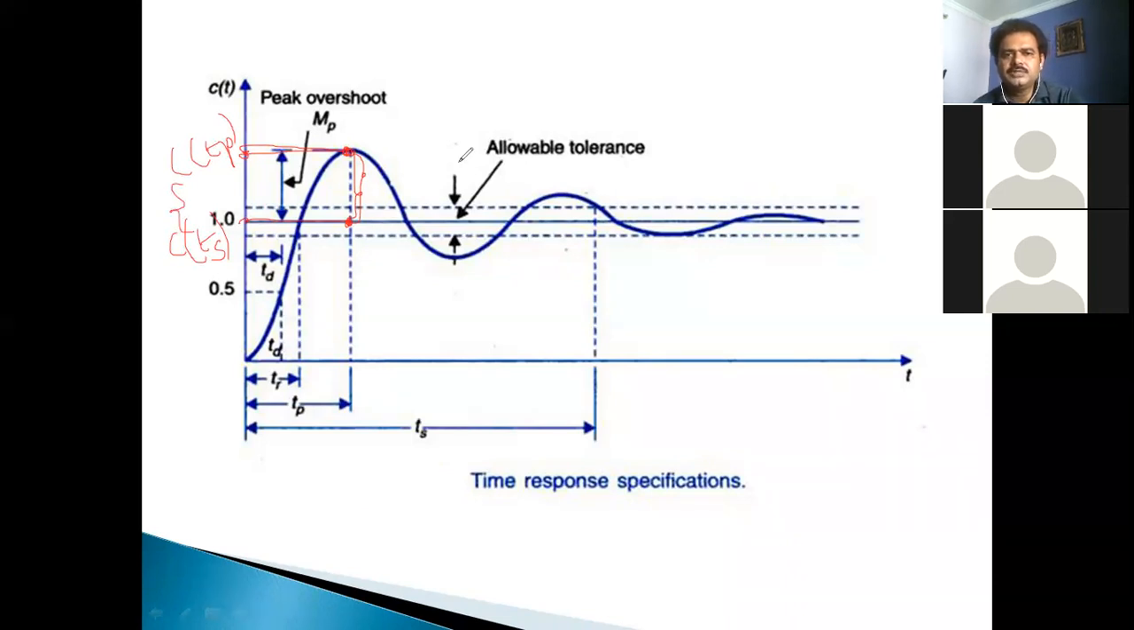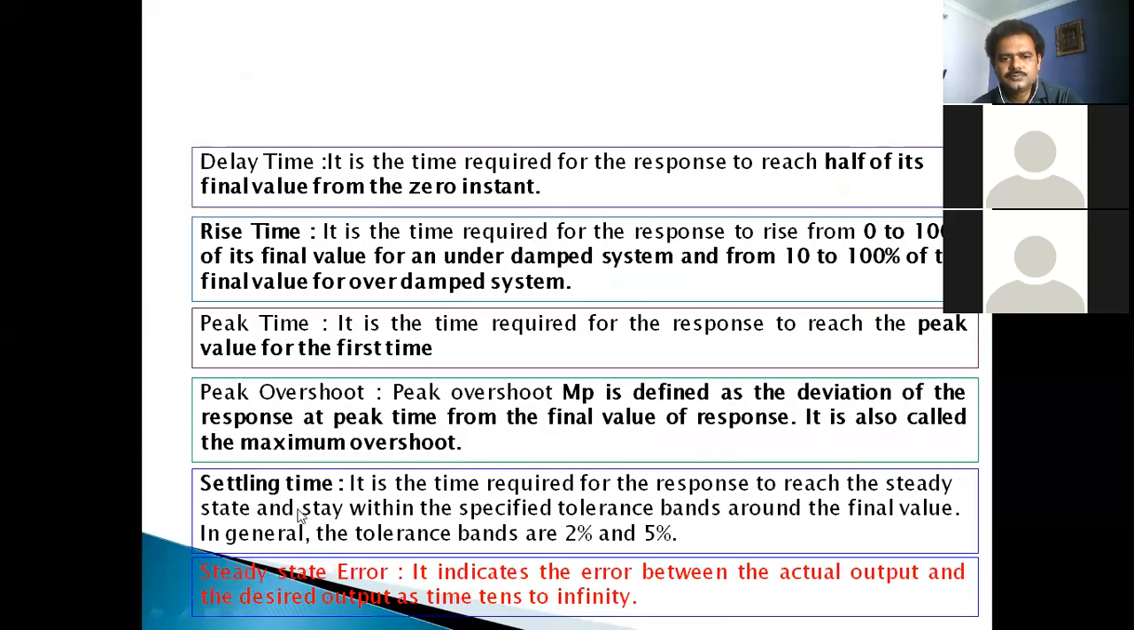Peak overshoot means it is the deviation. Peak overshoot is defined as the deviation of the response at peak from the final value of the response. This is called peak overshoot. Is it clear? If anybody has doubts, you can raise them.